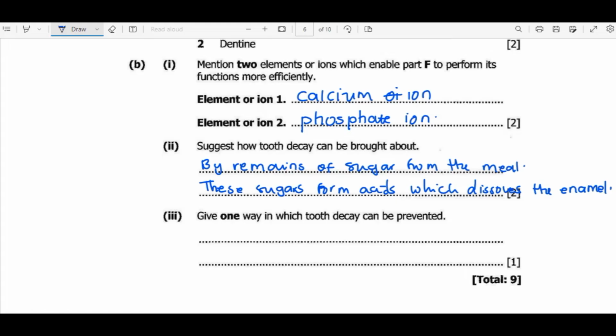Then in Roman number 3, give one way in which tooth decay can be prevented. So the first one, we can say by brushing regularly. Then by avoiding sugar containing meals.